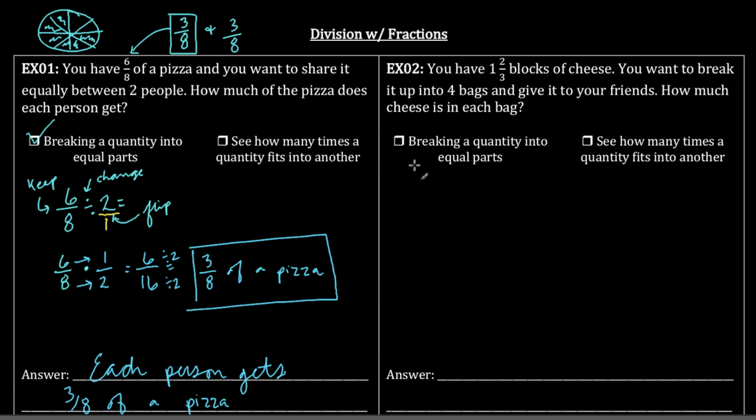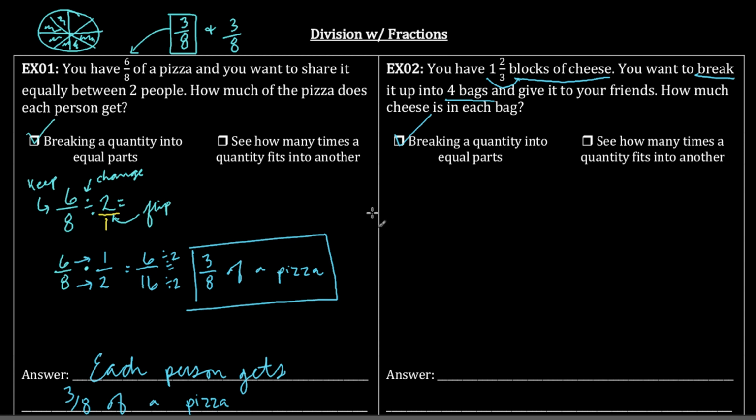All right, so let's look at example number 2. You have 1 2/3 blocks of cheese. You want to break it up into 4 bags and give it to your friends. I'm not sure why. It's just what you want to do. How much cheese is in each bag? Maybe for the pizzas, right? So first things first, we know that we have this much cheese, and we're splitting it up or breaking it up into 4 bags.